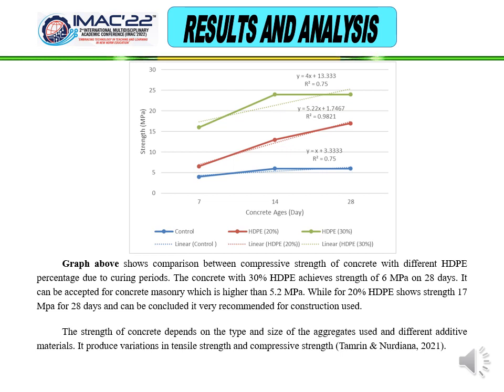While looking at this graph, 20% HDPE shows a strength of 17 megapascal at 28 days. From this graph it can be concluded that it is very recommended for construction use. The strength of concrete depends on the types and size of aggregate used and on different additive materials. It produces variations in tensile strength and compressive strength.